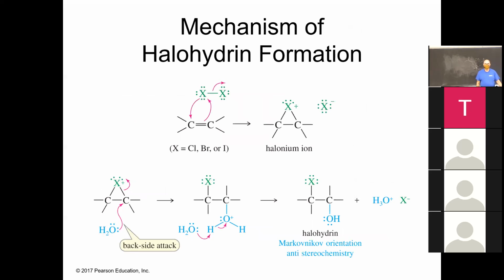So it starts out just like bromination or chlorination. We form the halonium ion. Water attacks from the backside of the more substituted position. Then another water attacks and removes its protons. We get our halohydrin. It's regioselective. It forms the Markovnikov orientation, which means the halogen is on the less substituted position and the alcohol is on the more substituted. And it's also stereoselective in that the halogen and the alcohol are anti.